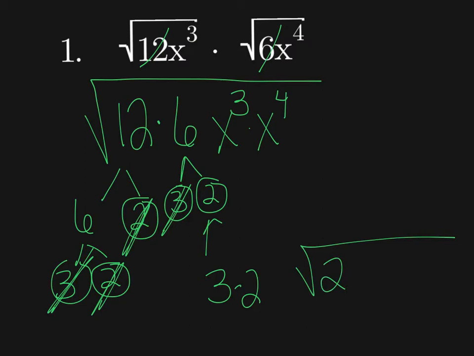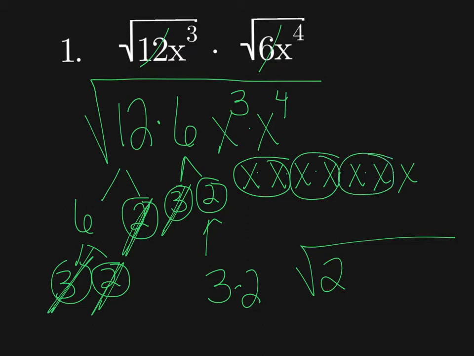Okay, now let's look at our x's. We have 3 x's, and we have 4. Okay, so let's pair them up. There's 1 pair, 2 pair, 3 pairs. Okay, and then this one did not pair up, so it stays inside. And then we just multiply. 3 times 2 is 6. X to the third, square root of 2x. And that's my answer.